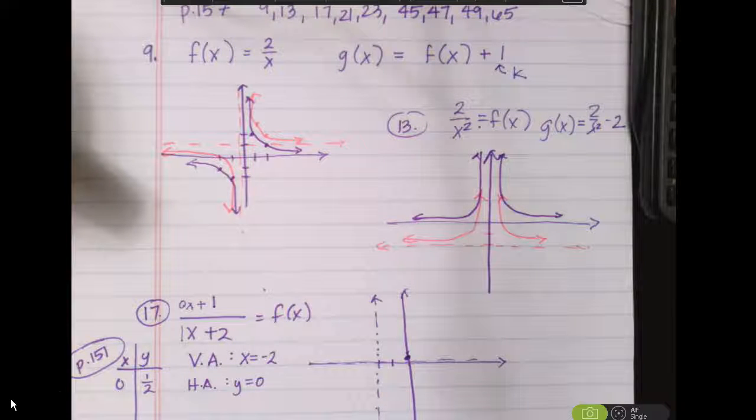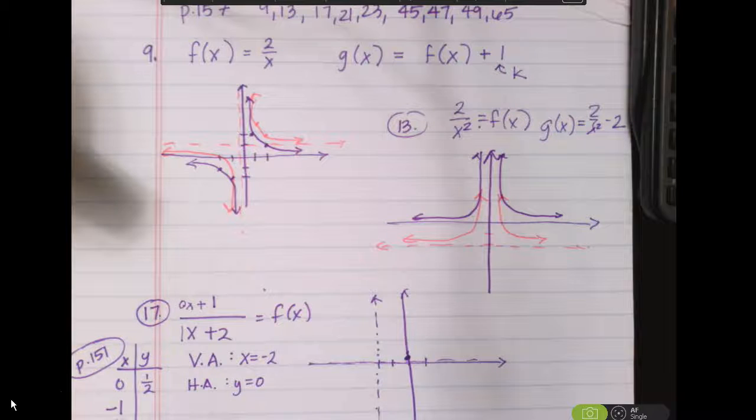So it says plot at least one point between and one point beyond each x-intercept and vertical asymptote. So between and beyond, I would say I should plot, what if x is -1, and then what if x is like 1 or 2 or whatever.